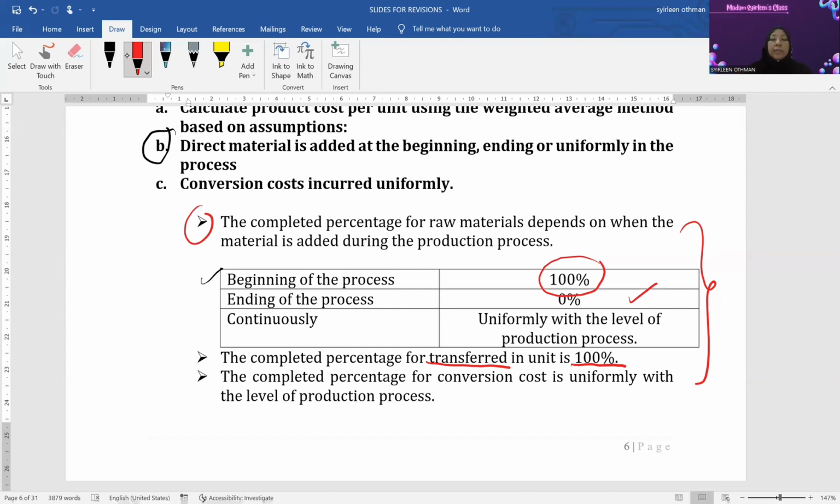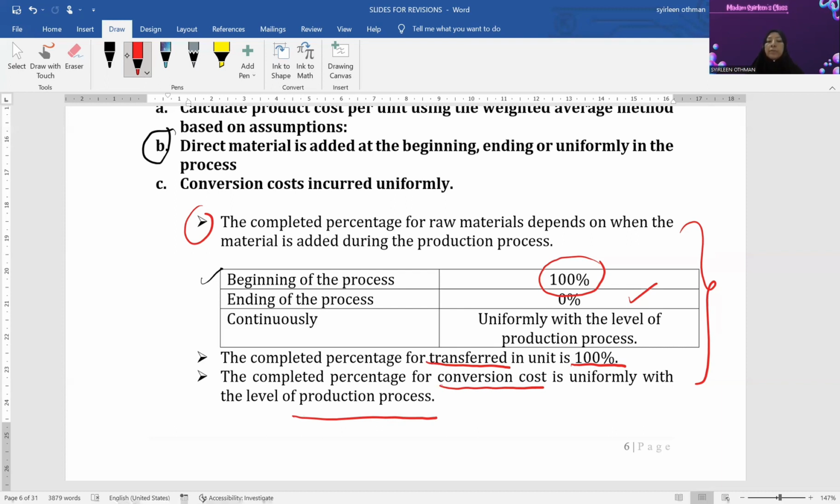And the completed percentage for conversion cost, yang ini the item is the completed percentage is uniformly. Okay, so we are going to use the percentage given in the question because the percentage of completion for conversion cost depends on the level of the production process. Okay, sebab kita ada 2 item yang berbeza dekat situ for your direct material and also, for your direct labor and also for your manufacturing overhead.